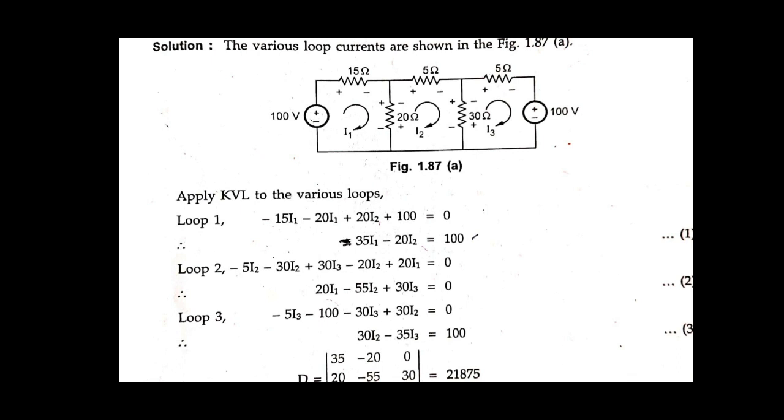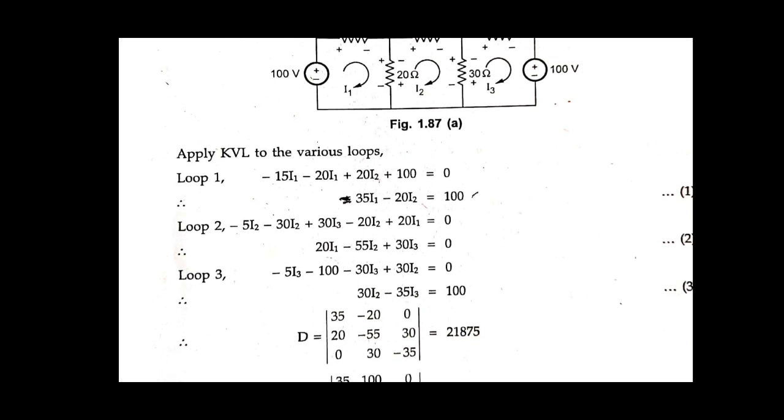plus 20 I1. So by simplifying we get, see here, 20 I1 minus 55 I2 plus 30 I3.